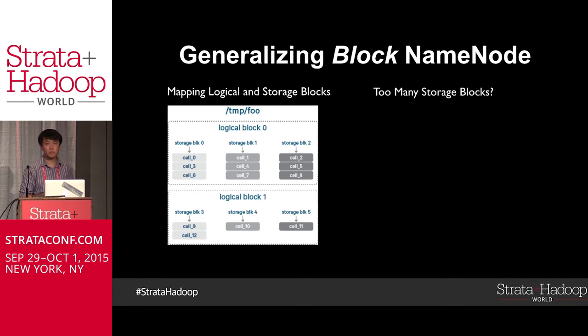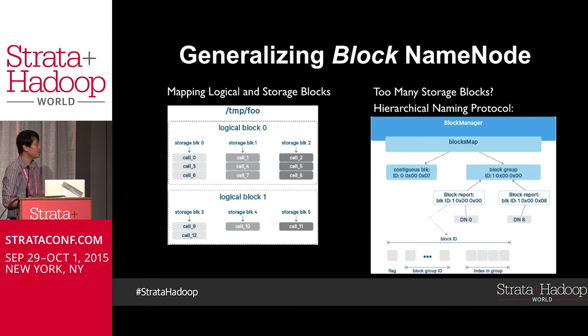So increasing the memory usage will cause potential garbage collection overhead and so forth. To handle this problem, we introduced a new hierarchical naming protocol. Simply put, the name node block manager only tracks each logical block. And we name the storage blocks in such a way that whenever receiving a block report, the name node can parse the received block report and interpret the block group ID.